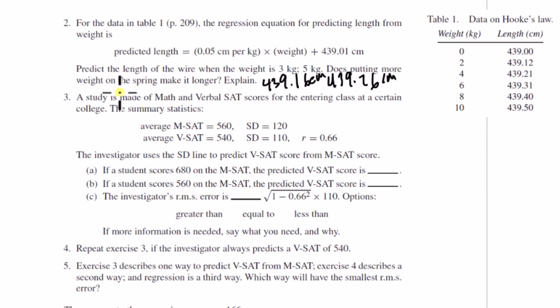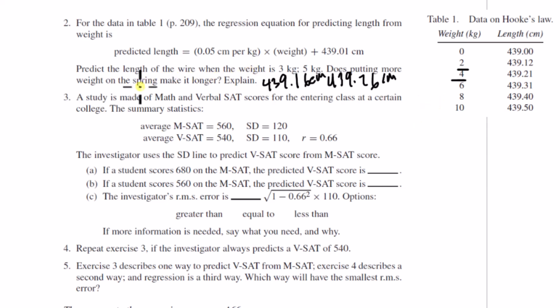Okay, so does putting more weight on the spring make it longer? I mean, yeah, it does, unless you're calling into question the fact that this isn't a large enough change in length based on the measurement uncertainty of the measuring device. But if you're assuming that these are legitimate measurements, then yes. So what are they saying here? Okay, so maybe they're trying to illustrate how this 3 kilograms and 5 kilograms, they didn't technically use these values to get the regression equation, but that's fine. We're right in the middle of the regression line. We're not at the ends.